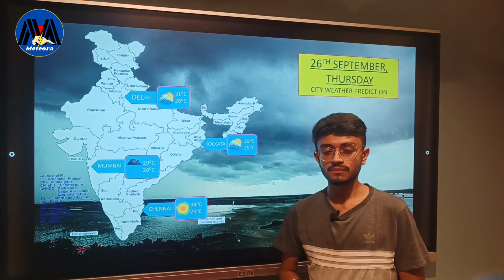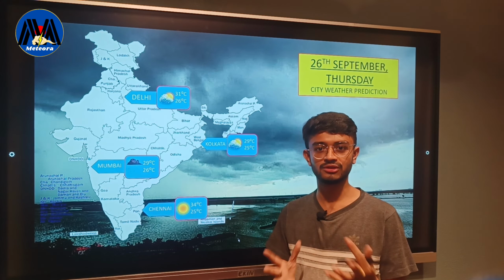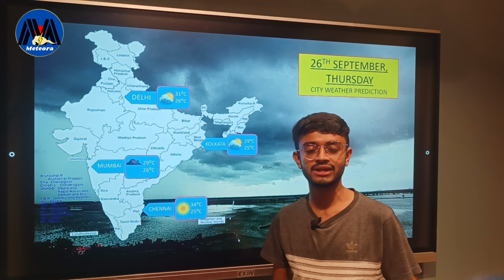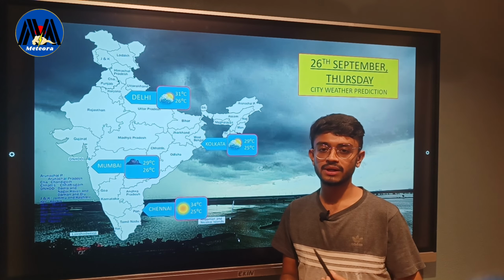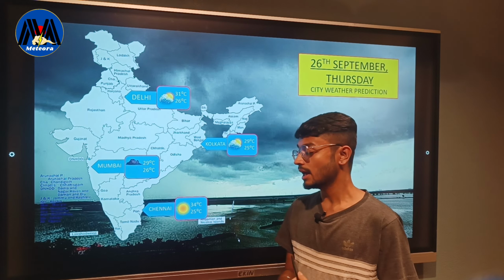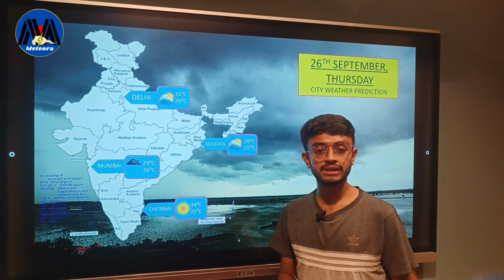And for Chennai, a clear sky condition, the sun will always be seen, as Chennai is a very good place of beach, so we can enjoy there at this time. The maximum temperature will be 34 degrees centigrade and the minimum temperature of 25 degrees centigrade will be observed.